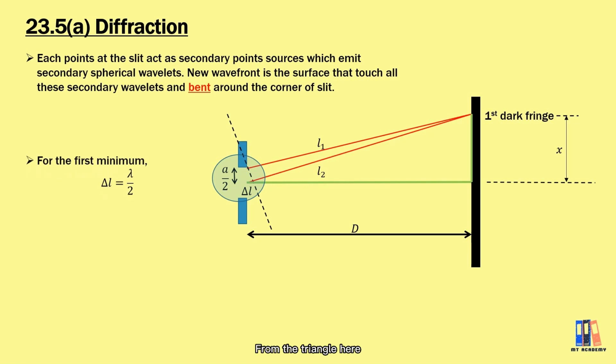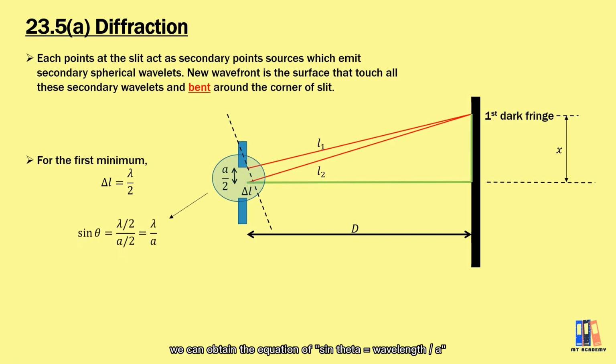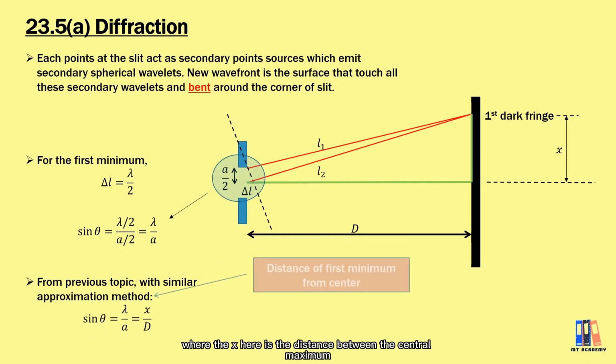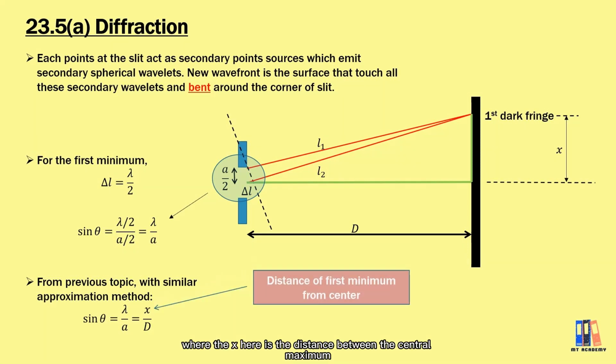From the triangle here, which is similar to what we discussed in the last video about interference, we can build the equation that sin theta equals lambda over 2 divided by a over 2. In the end, we obtain the equation sin theta equals lambda over a. If we track back on what we have learned before, we can also do the similar approximation that sin theta equals x over d, where x here is the distance between the central maximum and the first dark fringe. And this is different from the formula for the interference pattern.